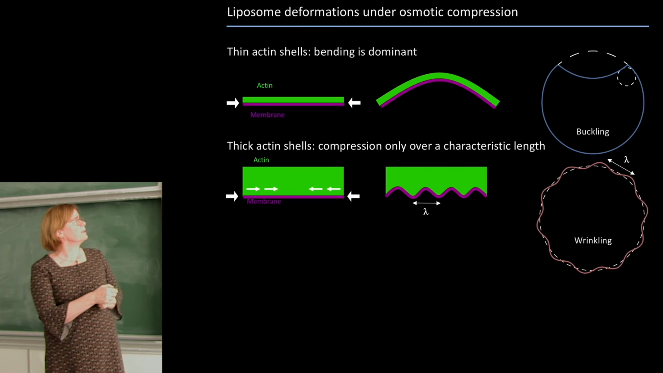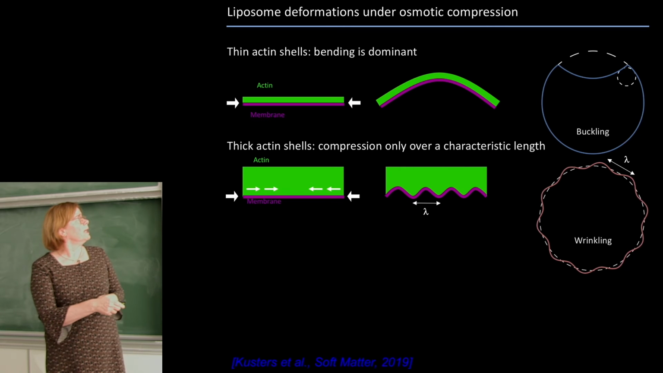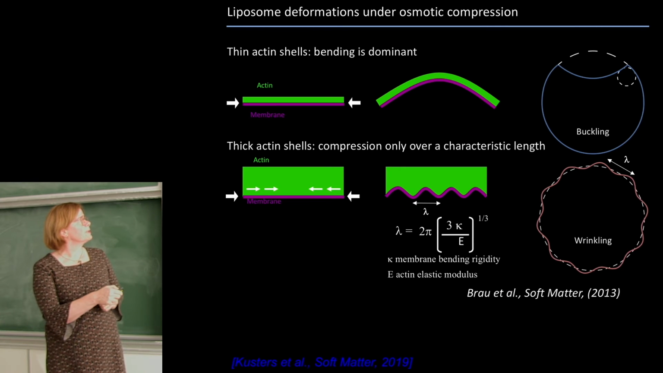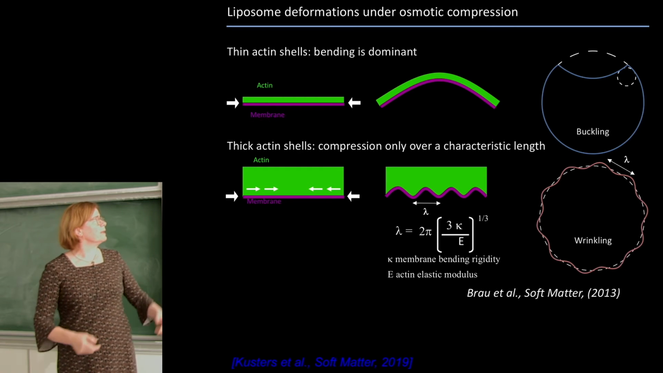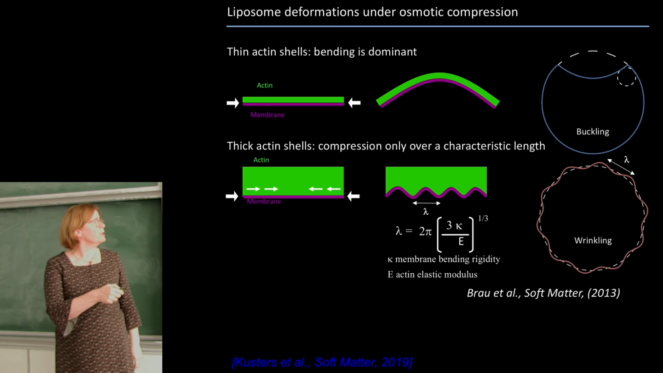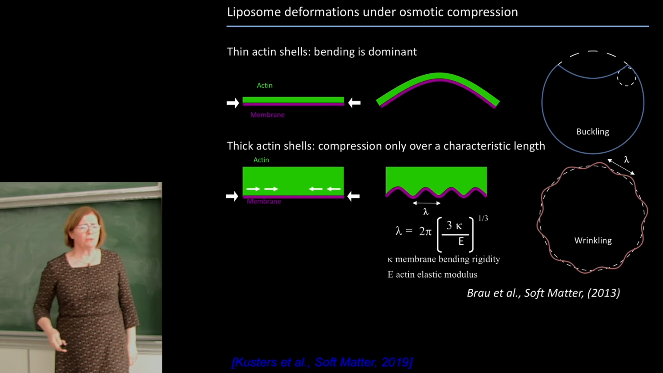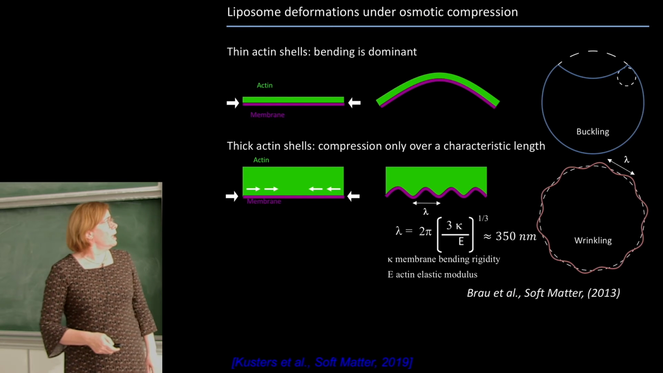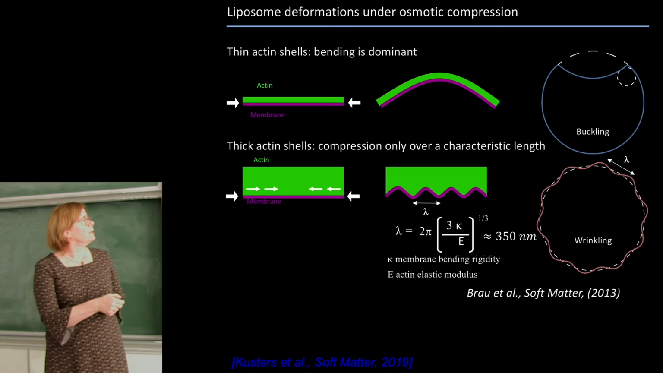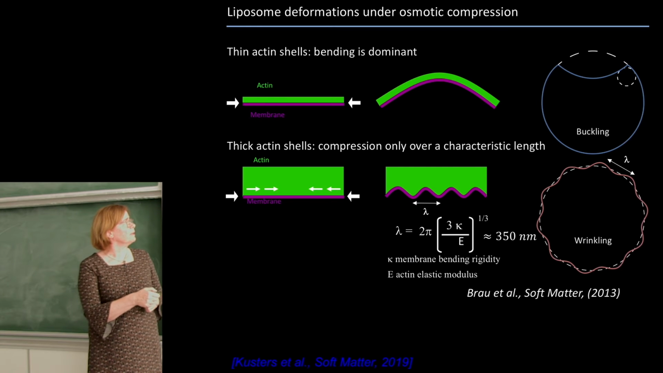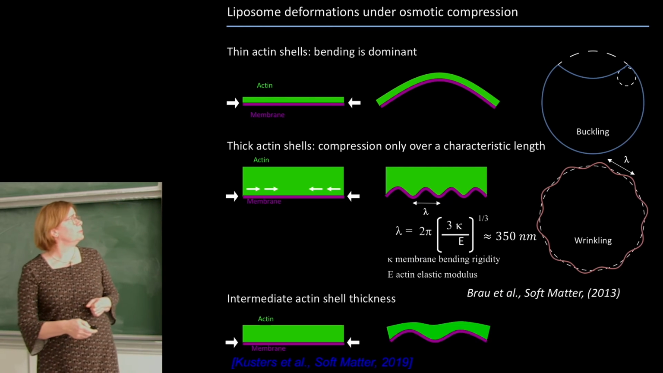And then what happens is that you have a reorganization next to the membrane that is very soft. You have deformations here that create this undulation. Nothing moves here. Everything reorganizes next to the membrane. And then you have a wavelength that depends on membrane bending rigidity and the elastic modulus of the actin. We estimate this wavelength at 350 nanometers.